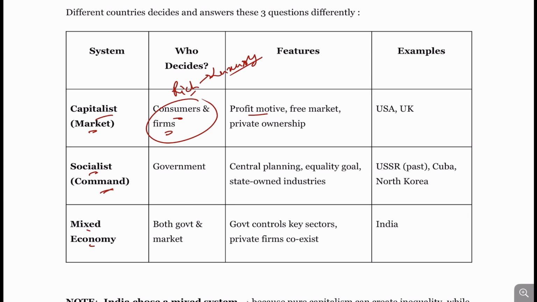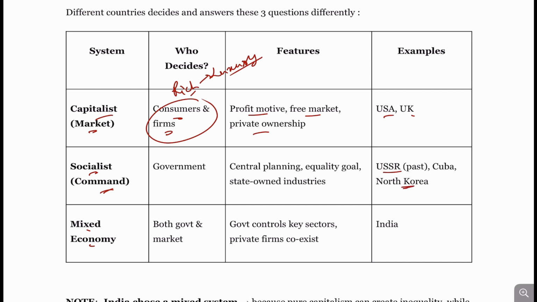Features are: profit motive is there in the capitalist system. Profit is very high, free market remains free, and private ownership is very high. You can take the example of USA and UK. Now the opposite is the case of the socialist or state-led model, which was followed in USSR, Cuba, and even North Korea today.